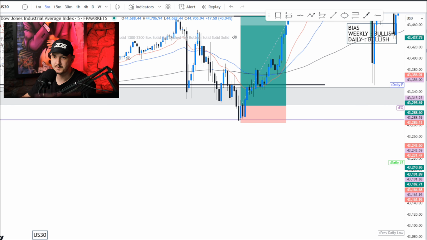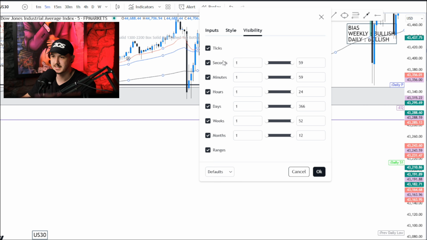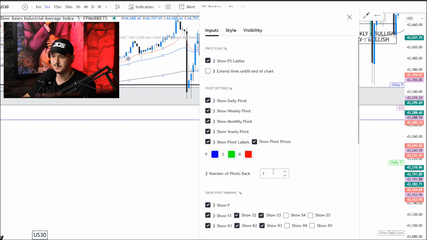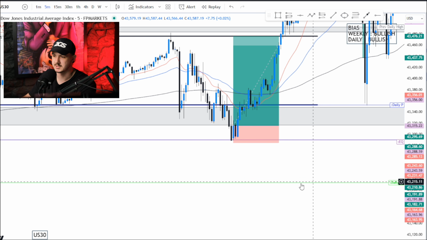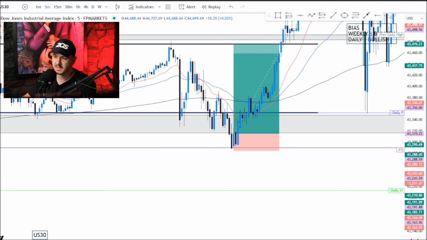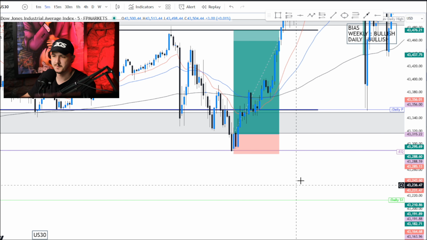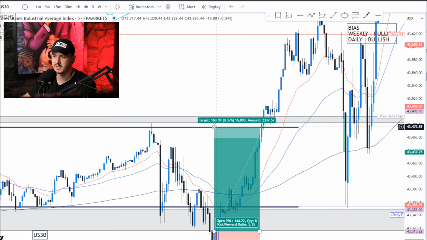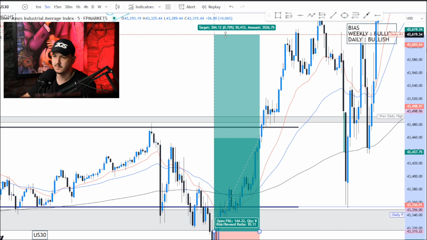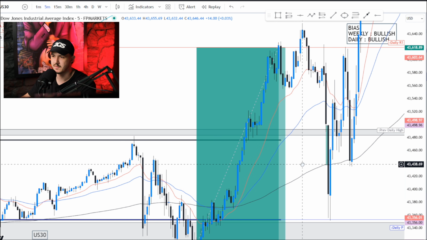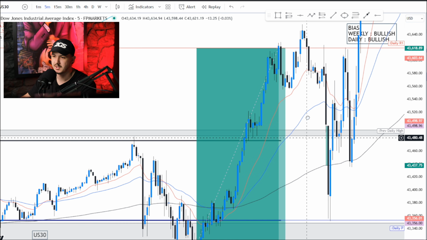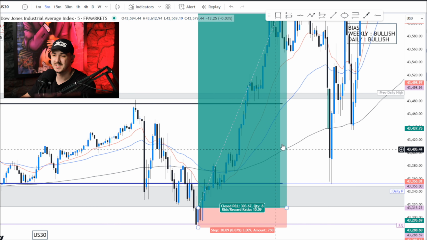Now, I just want to wrap this up here quickly. Let me just extend this for you guys. Styles, inputs. Let's just make a 10 back for you guys, just so we can see these levels. There we go. So yeah, there's the S1. And the S1 obviously would have been out of bounds, so we're going to target the R1. Now there's your R1 all the way up there, and we can see how this plays out over there. Bang, perfectly hits it for you. And this is a nice 1 to 10 trade.